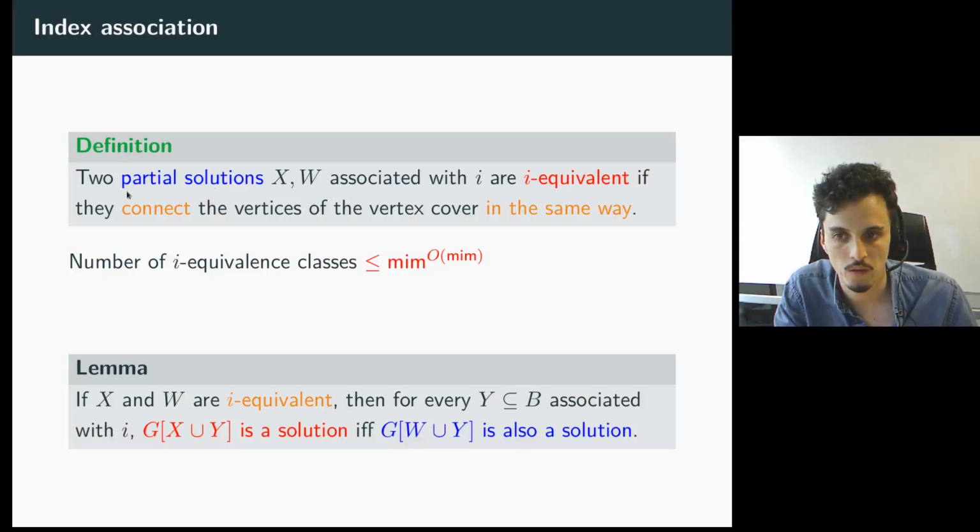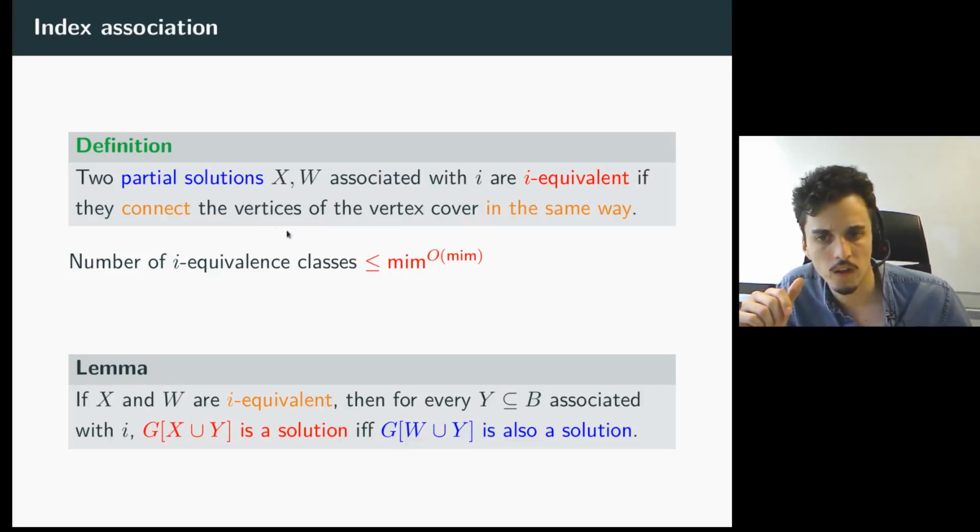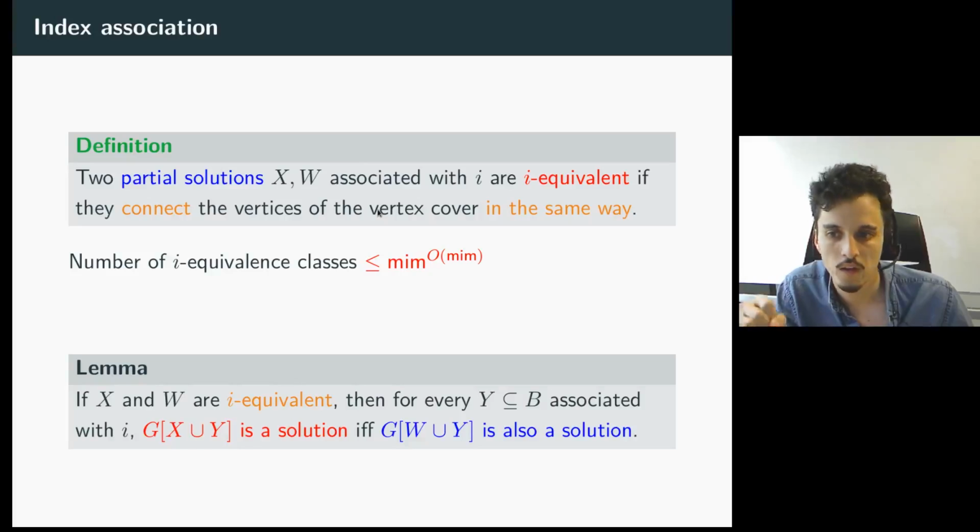So for the partial solution and for each index, we say that two partial solutions X and W associated with an index I are I-equivalent if they connect the vertices of the vertex cover in the same way. So here the vertex cover is the vertex cover described by I. And since this vertex cover has at most 4 times the Mim-width vertices, we can upper bound the number of equivalence classes with this.